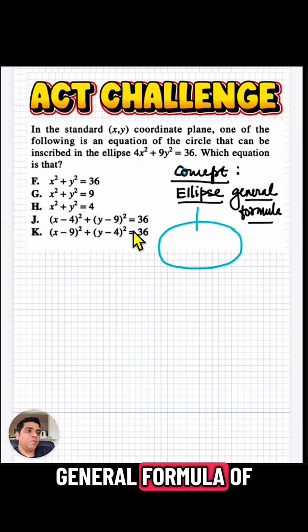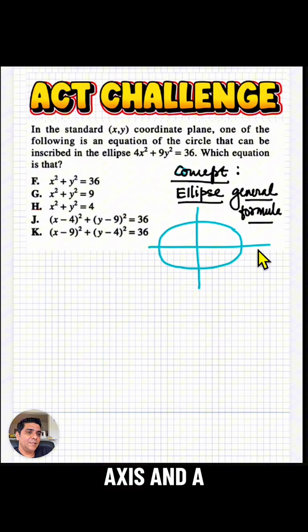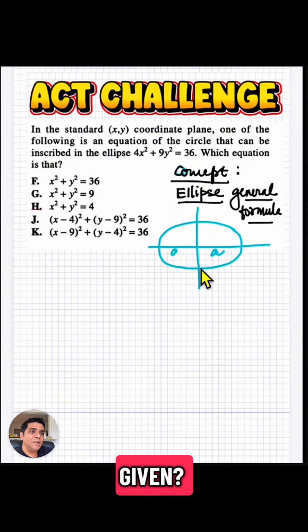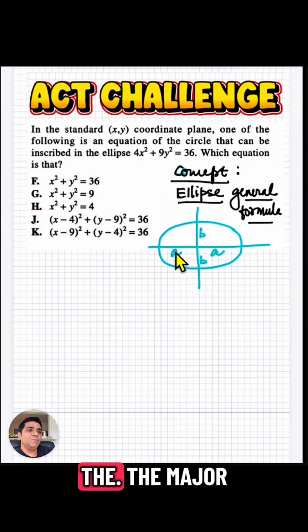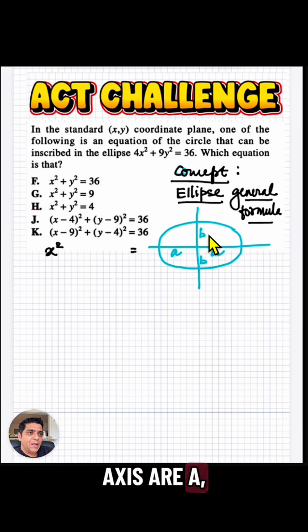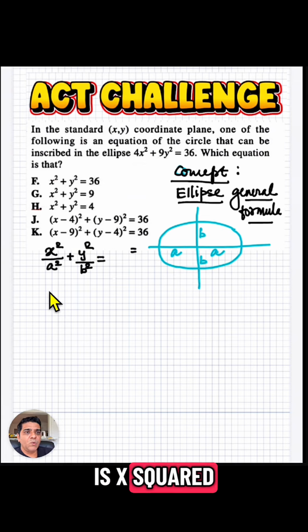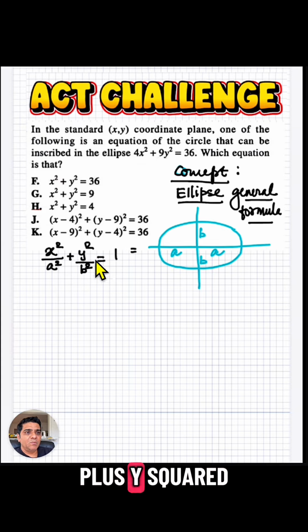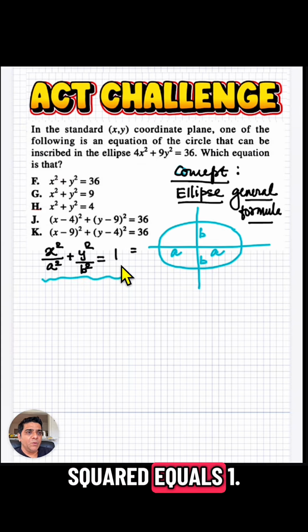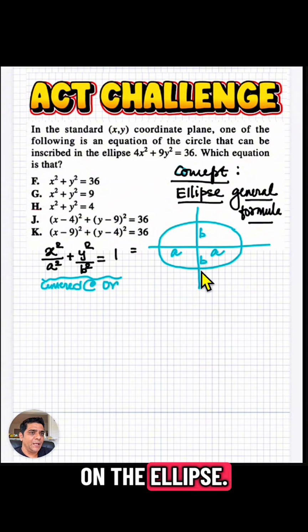What is the general formula of an ellipse? There's a major axis and a minor axis. The lengths of the major axis are A, and the minor axis is B. So the equation is x squared divided by A squared plus y squared divided by B squared equals 1, and x and y, of course, is a point on the ellipse.